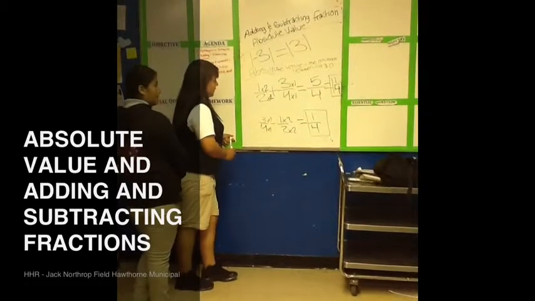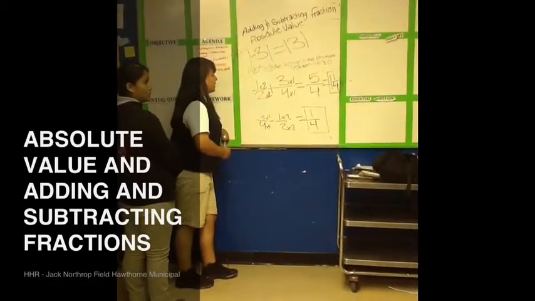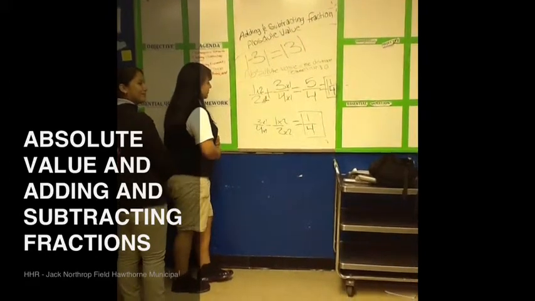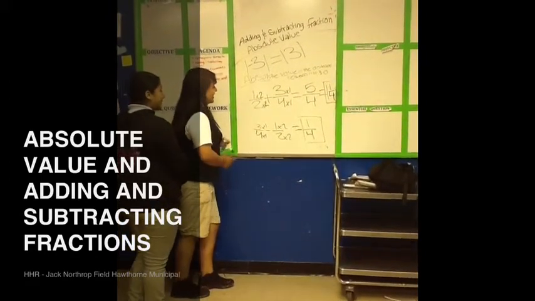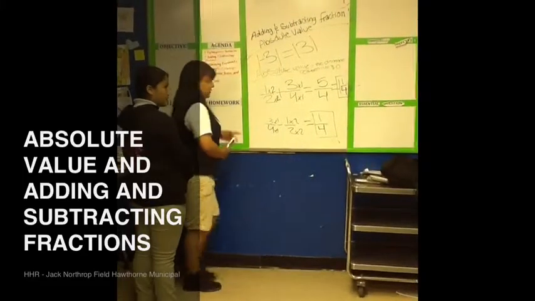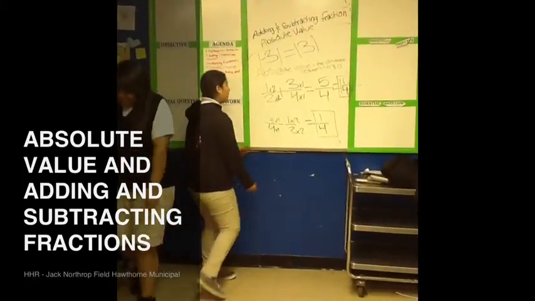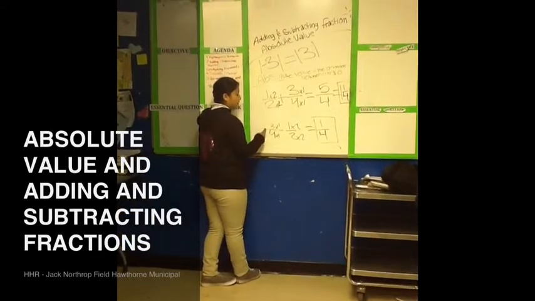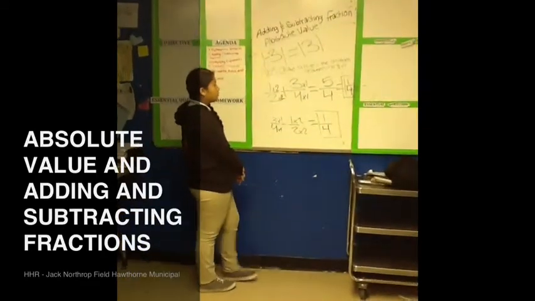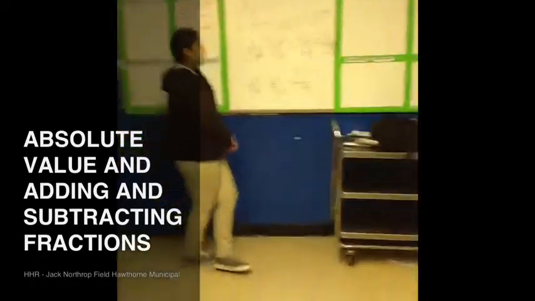So when you add them, it will equal 5/4. And you have to turn it into a whole number. You divide it, it will be 1 and 1/4. For subtracting fractions, you're going to get the same thing, which is 3/4 minus 2/4, which equals 1/4.